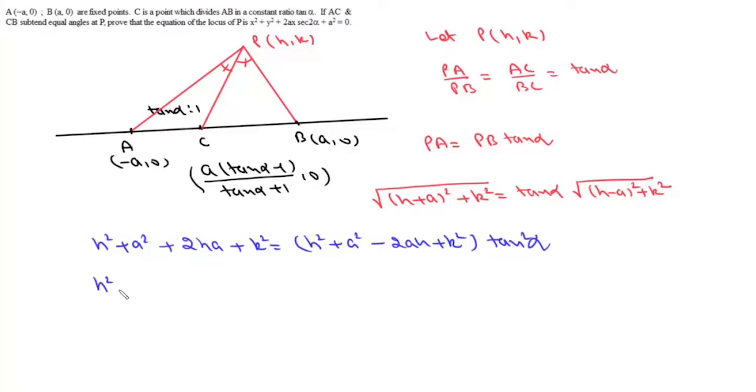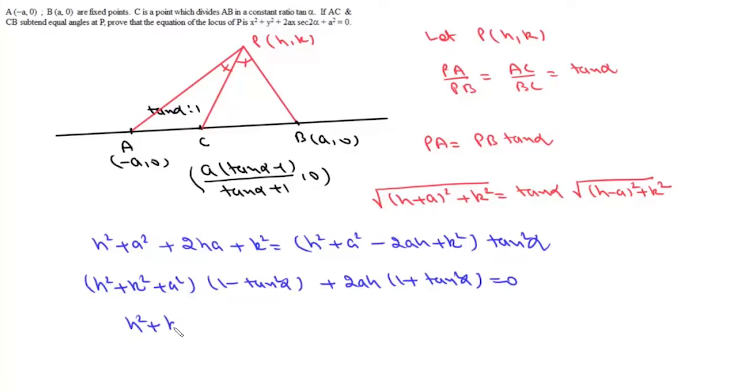So it will be (h² + k² + a²)(1 − tan²α) + 2ah(1 + tan²α) = 0. Now we'll divide everything by 1 − tan²α. So we can write this as h² + k² + a² + 2ah (1 + tan²α)/(1 − tan²α) = 0.